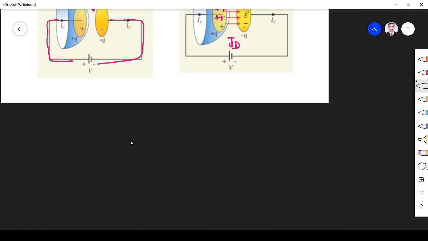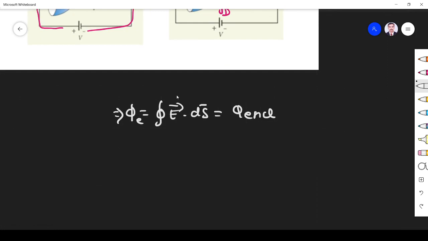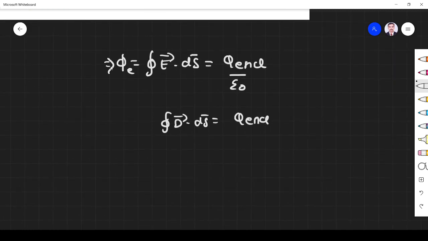So let us take Gauss law. As per Gauss law, the electric flux passing through a closed surface is equal to the charge enclosed by the surface. That is, phi is equal to Q enclosed by epsilon naught. Otherwise we say D dot dS equal to Q enclosed. From this, D is equal to epsilon E, so E dot dS equal to Q enclosed by epsilon naught, that is equal to electric flux phi E.